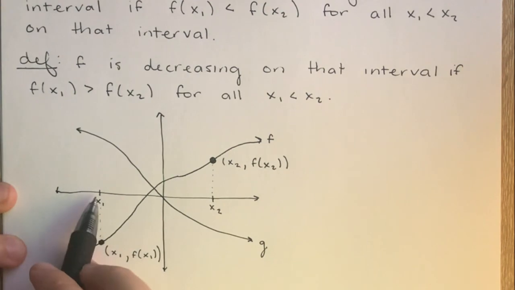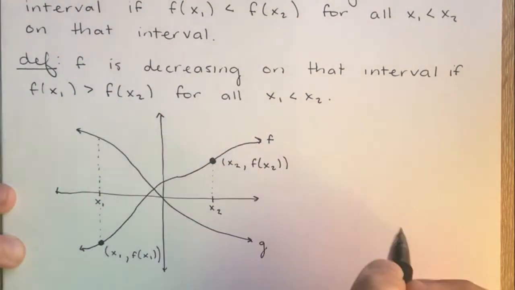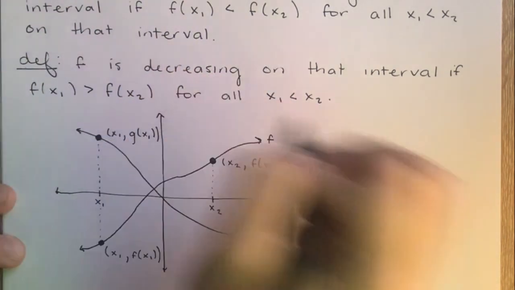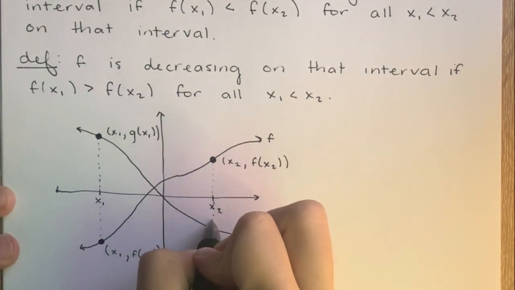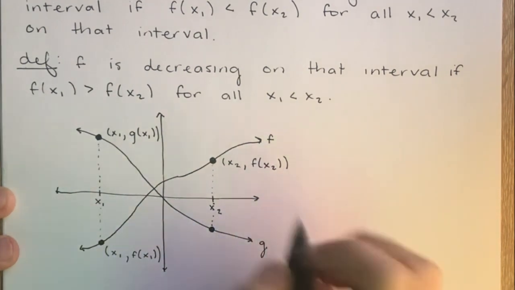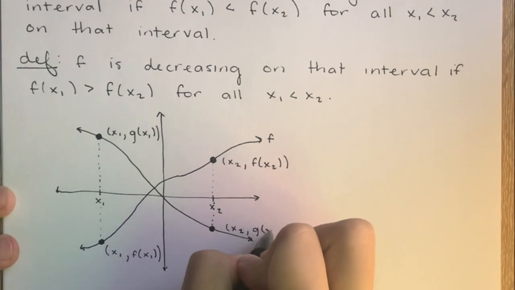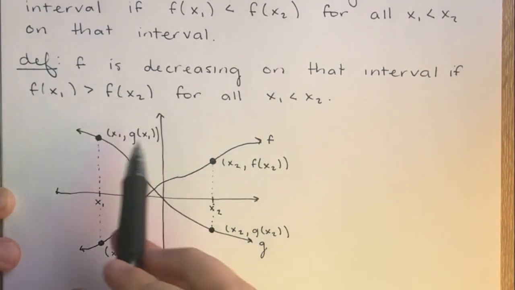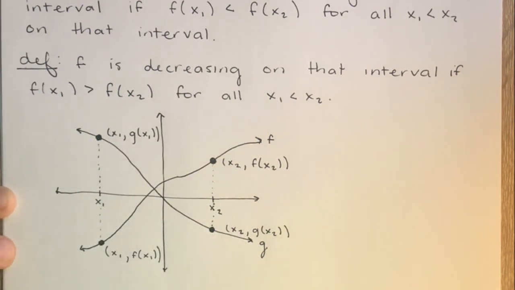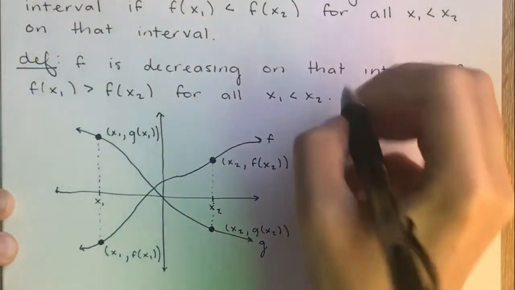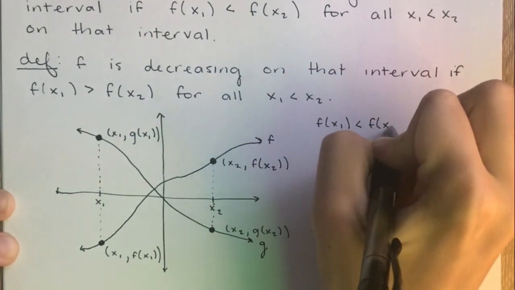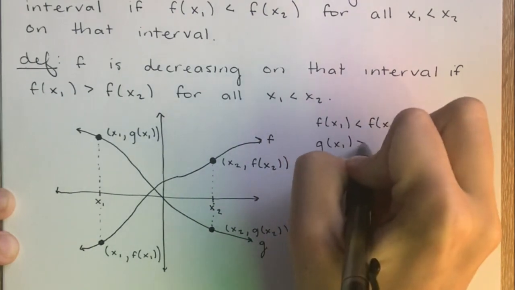Let's look at g. Where is g of x1? Well, right here. So we've got x1 and g of x1. And where is g of x2? Right here. We've got x2, g of x2. X1 is less than x2. And is g of x1 greater than or less than g of x2? It's greater than, right? So we have these two facts. We have that f of x1 is less than f of x2, and we have that g of x1 is greater than g of x2.